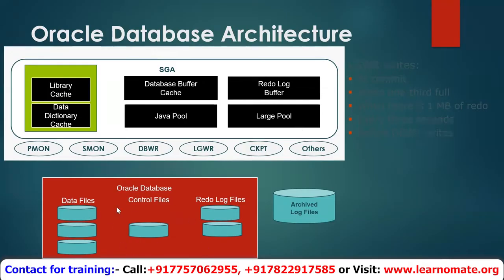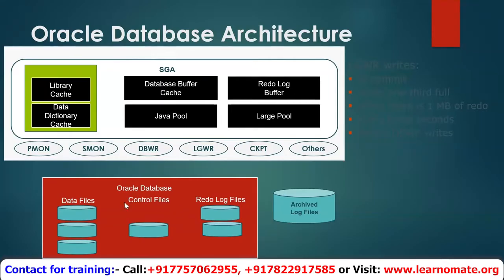Then there is database checkpoint, and then there are other background processes. Then at the Oracle database side, you have got three types of files. One is data file, second is control file, and third is redo log file. Data files are the actual files where the data is stored. So say for example, you do select star from employee table. From where do you get the output? You get that output from data files. So data files store the actual data in the database.